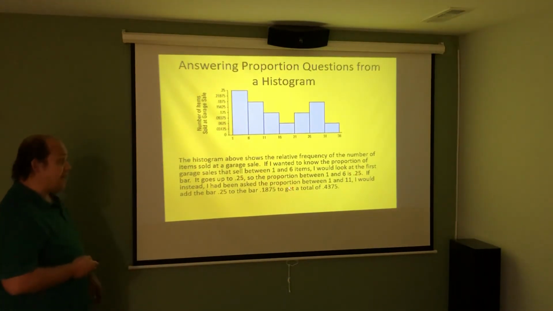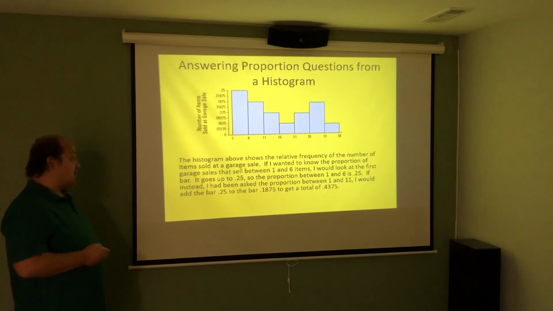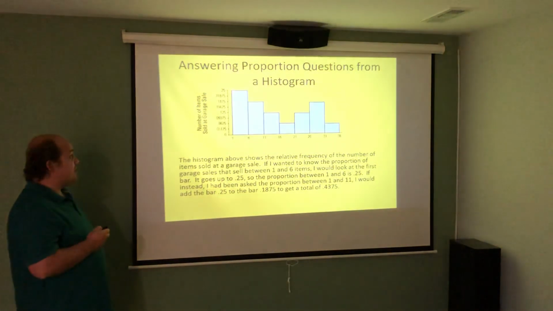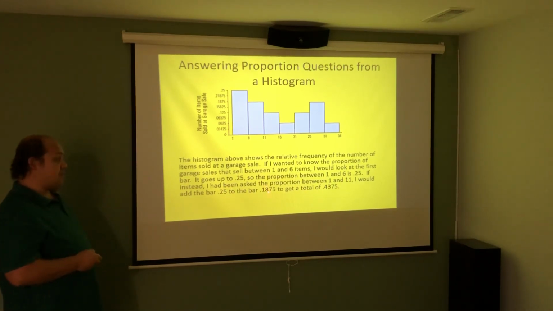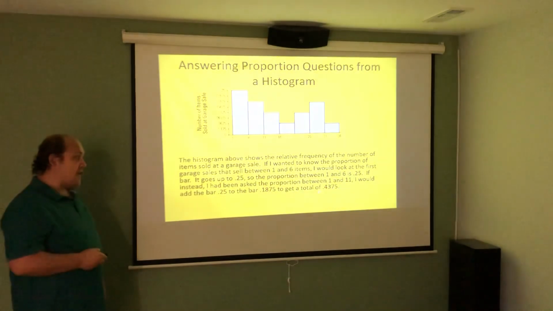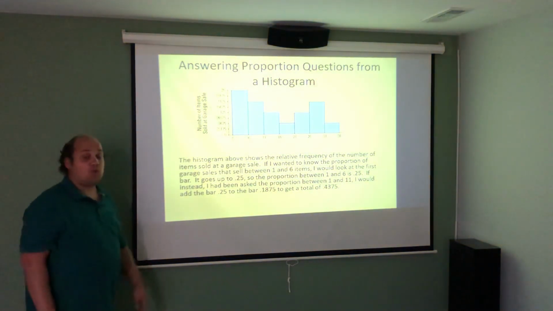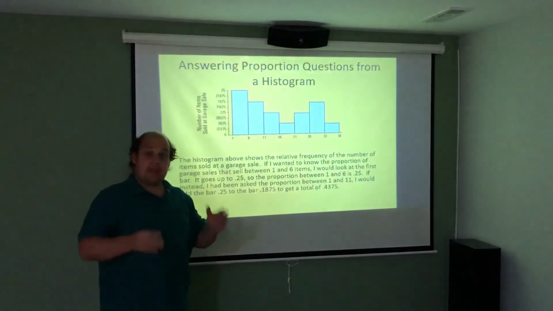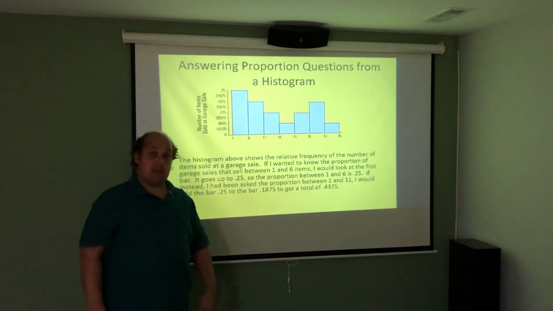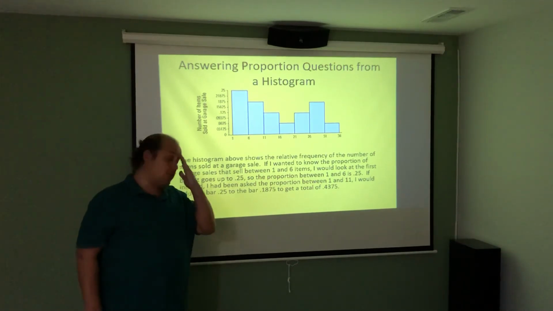If instead I'd been asked the proportion between 1 and 11, so between 1 and 11 encompasses these 2 bars. That would be this 0.25 for the first bar, plus I'd add the second bar, 0.1875. If I add those together, 0.25 plus 0.1875, I'd get 0.4375 as my total proportion. So when they ask you these proportion questions from the histogram, think about which bars are included, and add together the relative frequencies of those bars.